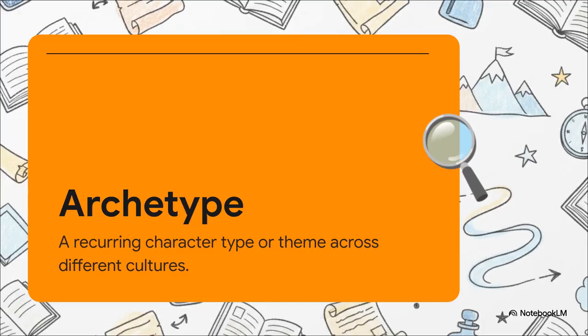Now, to properly navigate these narratives, you're going to need your key vocabulary. We already talked about the cause and effect structure that drives a plot, but you also need to be able to recognize an archetype. An archetype is basically a recurring character type or a theme that pops up in myths across completely different cultures. Think of the brave hero or maybe the clever trickster. By analyzing these archetypes and the choices they make, you uncover the moral. And that is the core lesson or cultural value the story is ultimately trying to teach us.